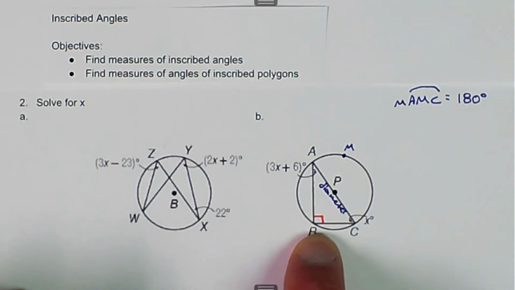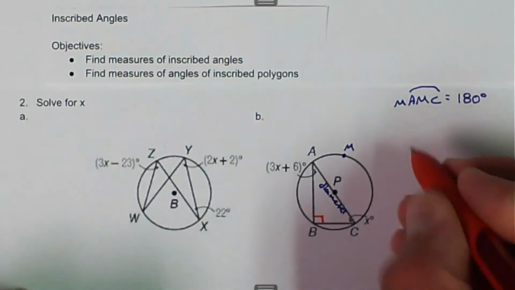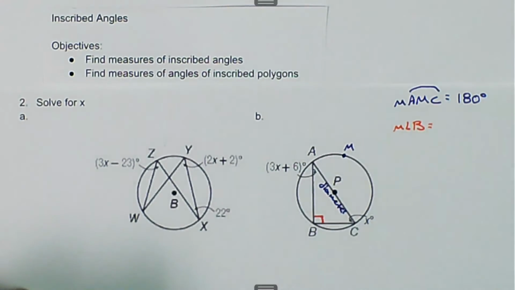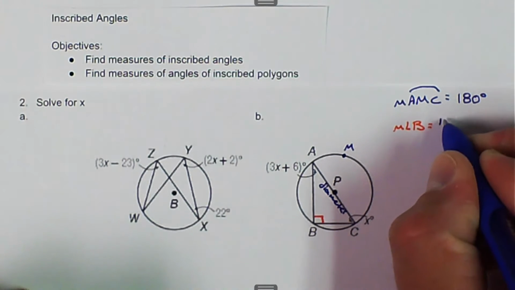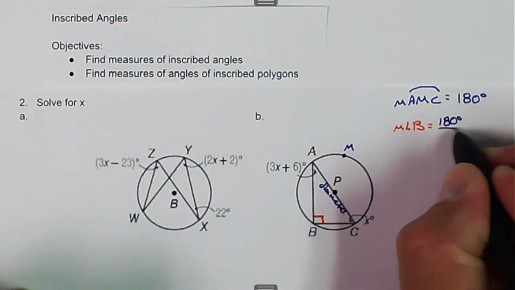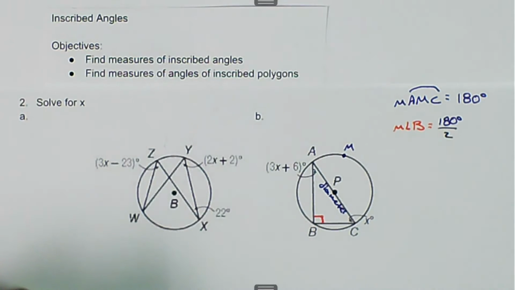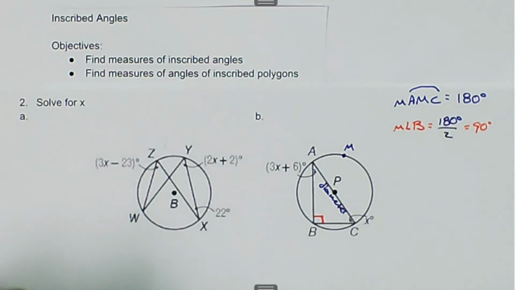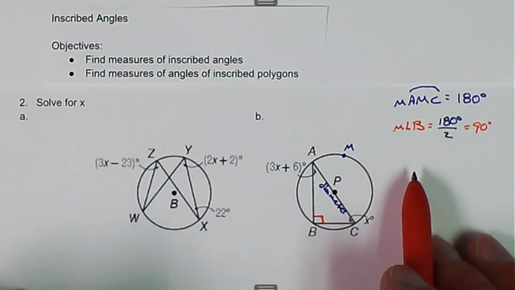So we know that the measure of angle B has to be 90 degrees because this is an inscribed angle and it's half the arc measure. So the measure of angle B has to be 90 degrees because we can take 180 degrees and divide by 2, and that's going to be equal to 90 degrees. That's just a quick check on the theorem that we talked about earlier.